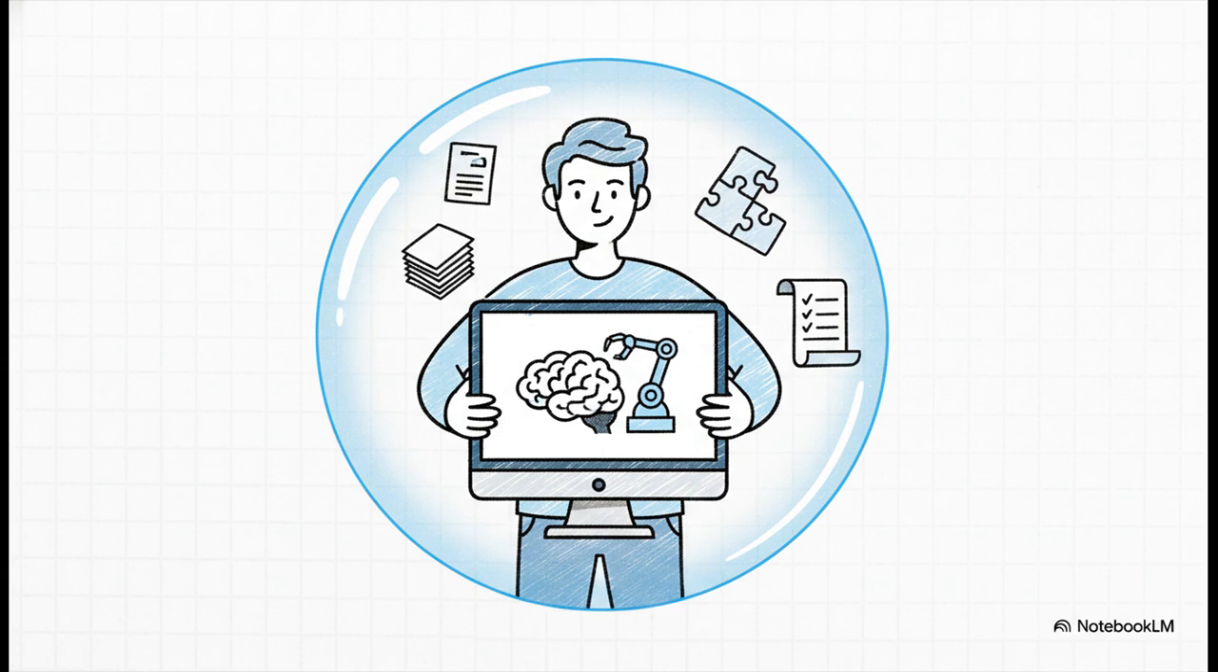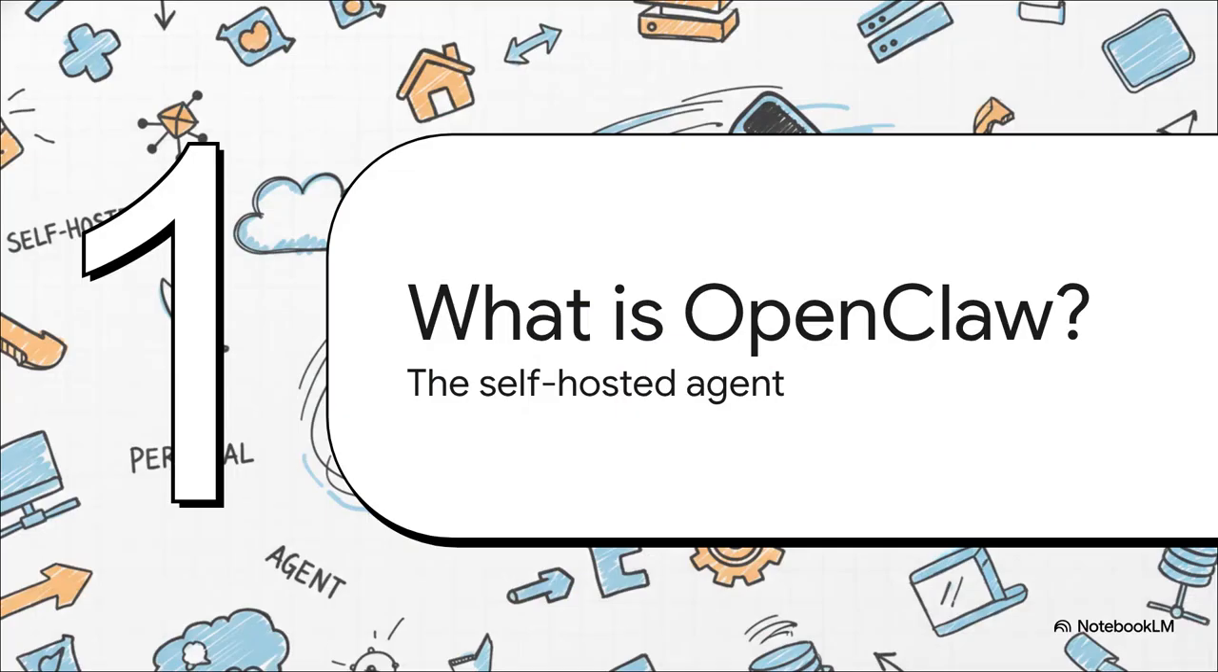Now picture something totally different. An AI that is 100% yours. It doesn't live on some company's server, it lives right on your machine. That means you control the data. You control the integrations. You set the rules. It stops being just another tool and starts becoming a personal operator for your entire digital world. And that vision, well, that's exactly what brings us to OpenClaw.